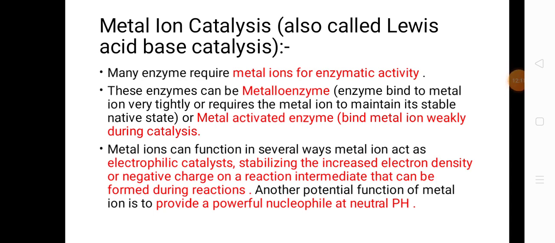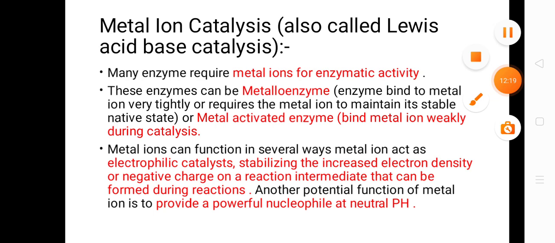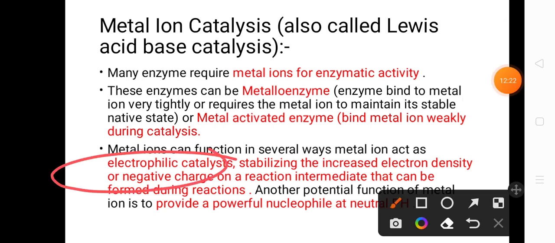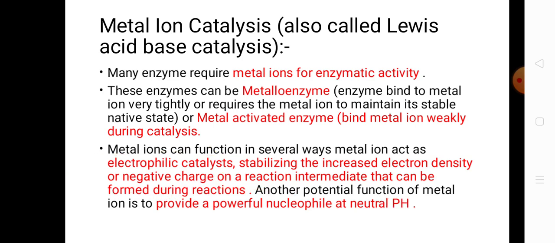So another potential function of metal ions is that they provide powerful nucleophiles at neutral pH. So they act as electrophilic catalysts. They stabilize negative charge or electron density on a reaction intermediate. Along with that, they also provide powerful nucleophiles at neutral pH. So that is what we have to remember from metal ion catalysis.